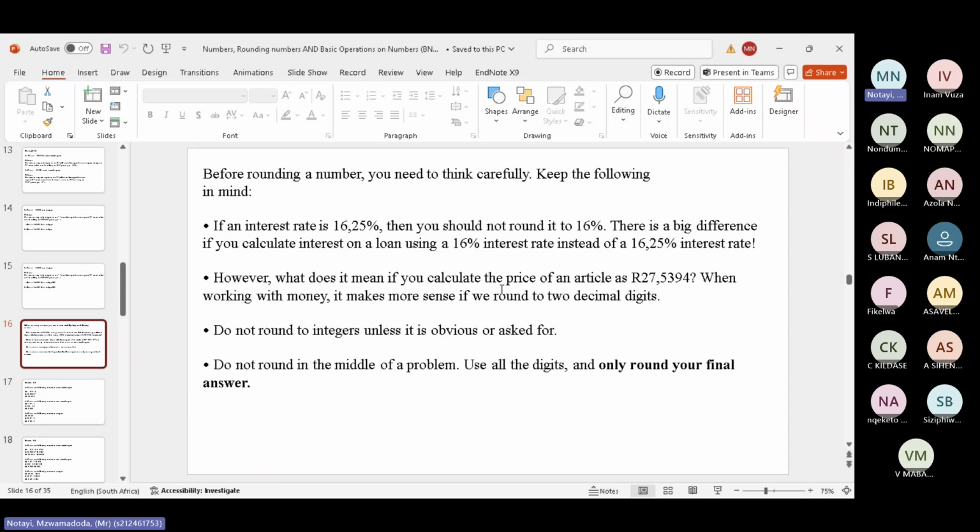However, if you calculate the price of an article as 27.5394 rand, when working with money it makes more sense to round to 2 digits. So we would have 27.54. So do not round to integers unless it is obvious or asked for. And do not round in the middle of a problem. Use all the digits and only round when you get to the final answer.